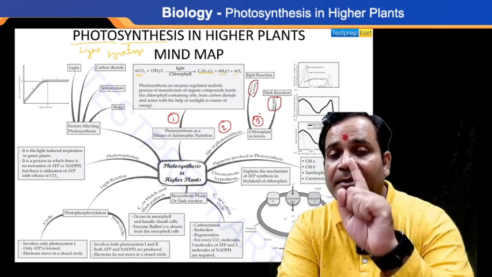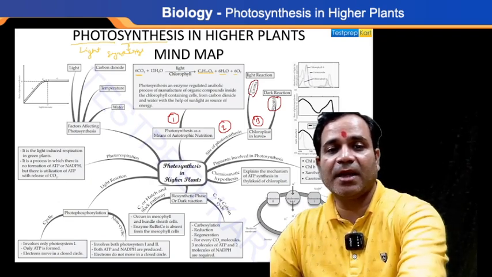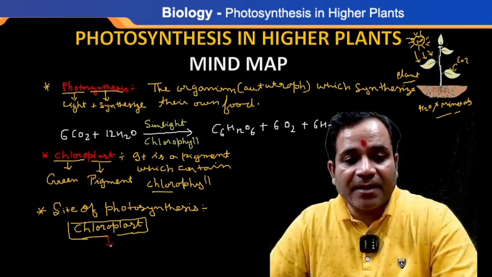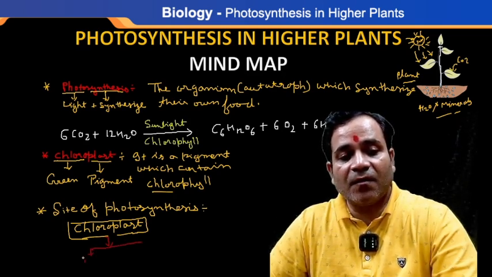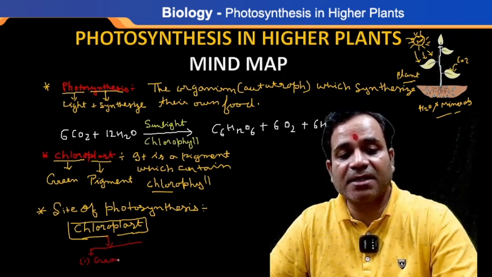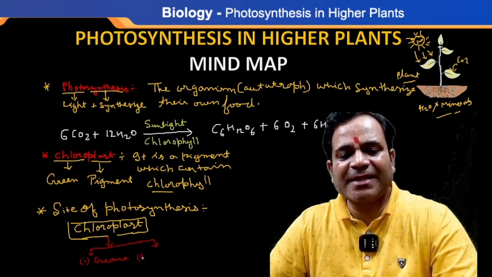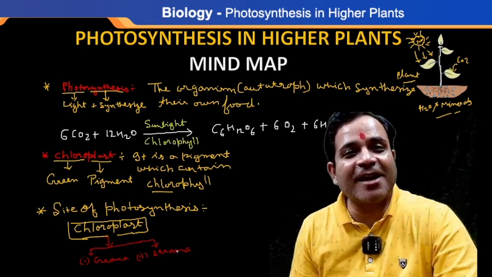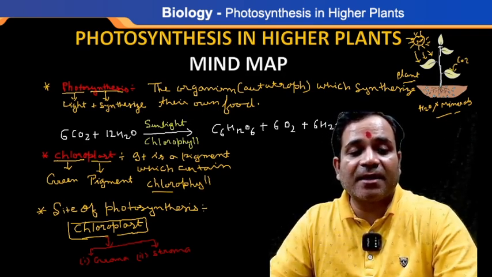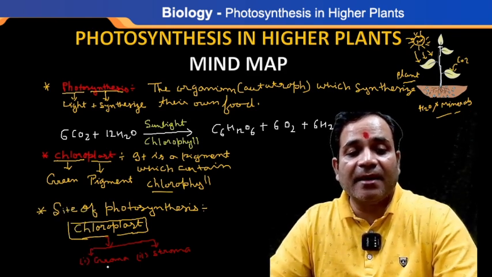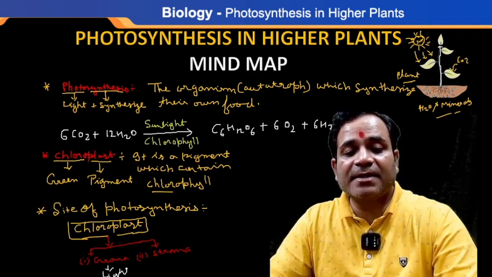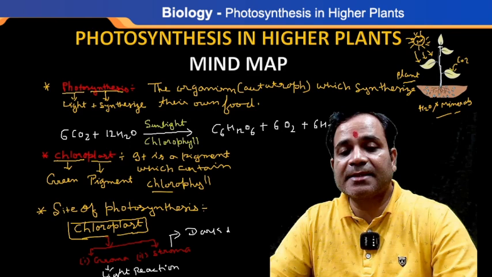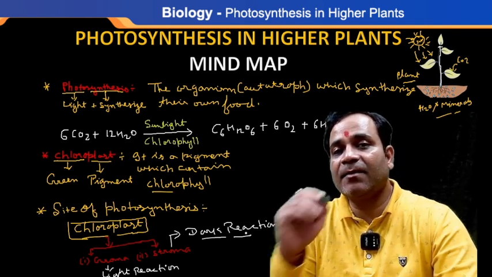So this is one thing you have to keep in mind. I'm telling you the site of photosynthesis is chloroplast. Yes, this is right. But in two locations, my dear. One is grana and the second one is stroma. So what are grana and stroma? They are small organelles floating in the cytoplasm. In grana, which type of reaction occurs? Light reaction will take place, while in stroma, dark reaction will take place. Getting my point?